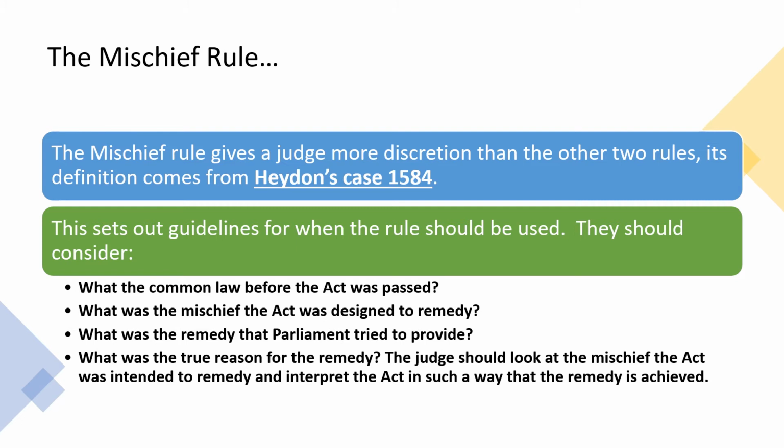Now, the judge should look at the mischief the Act was intended to remedy and interpret the Act in such a way that the remedy is achieved. So what we're doing is we're looking at what the outcome was intended to be and trying to give effect to that outcome.